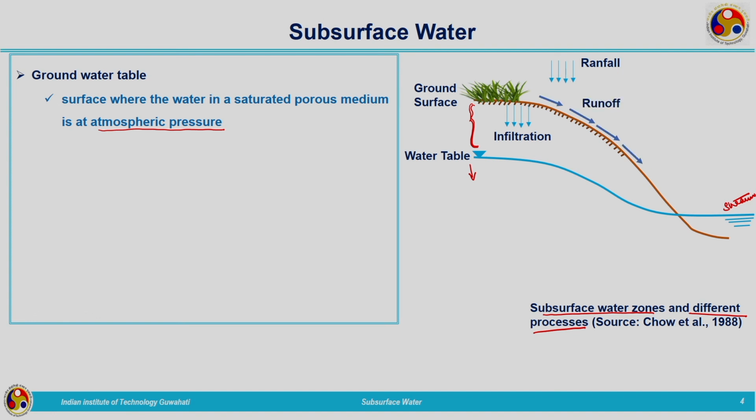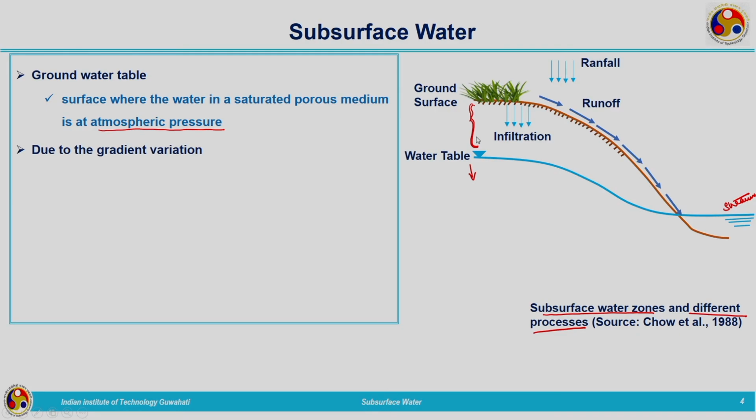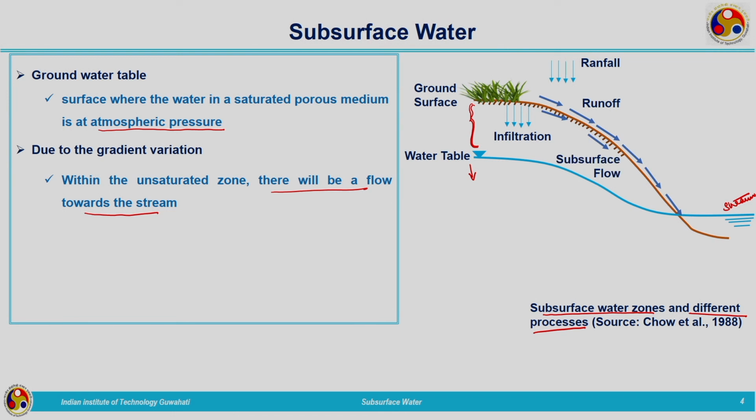Runoff will be taking place depending on the slope, and finally it will be meeting the streams. Now, looking at the gradient, once the soil moisture storage is satisfied, water is added as soil moisture, what will happen? Depending on the gradient, there will be some flow starting in the unsaturated region. So, within the unsaturated zone, there will be a flow towards the stream. It will be taking place like this, that is termed as the subsurface flow, and finally it will be contributing towards the water body, that is termed as the subsurface outflow.